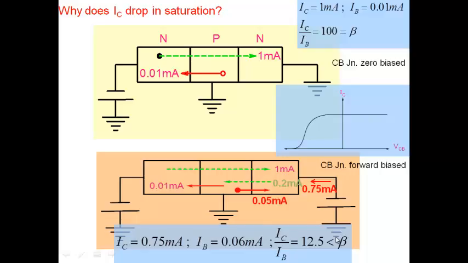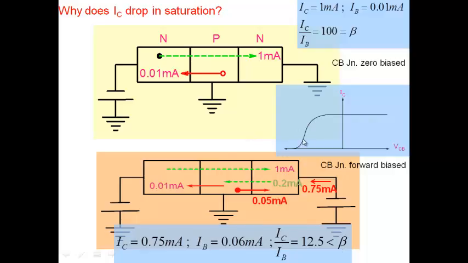One way of saying saturation is when both the junctions are forward biased. Base emitter junction is forward biased, base collector junction is forward biased. Another way of saying that the transistor is in saturation is when the ratio of IC by IB is no longer beta. It's actually less than beta. Okay, so IC by IB could be 50, it could be 12, it could be 1. So whenever IC by IB is less than beta, we say the transistor is effectively in this region.